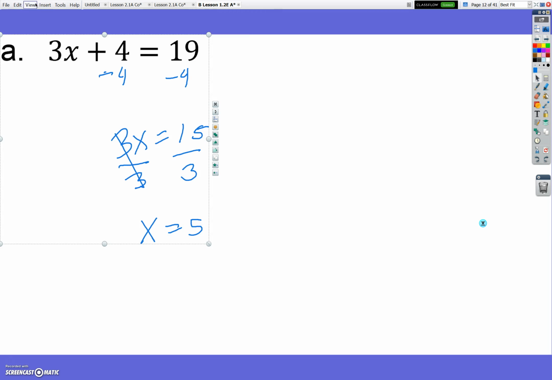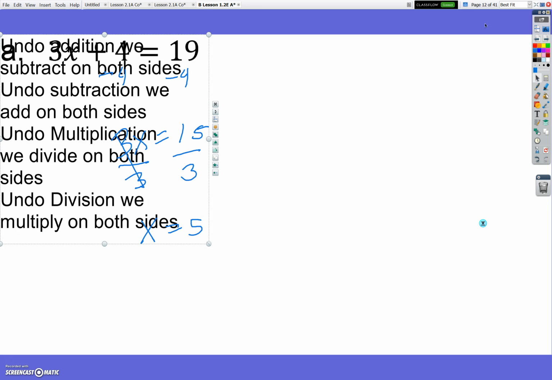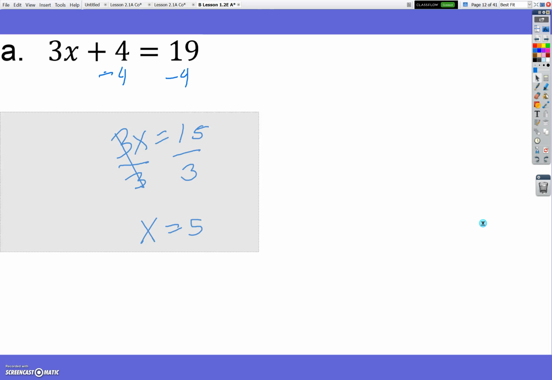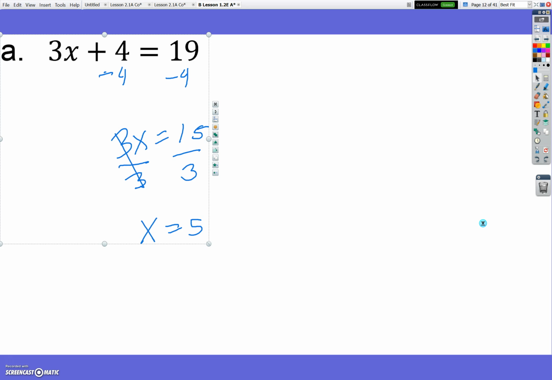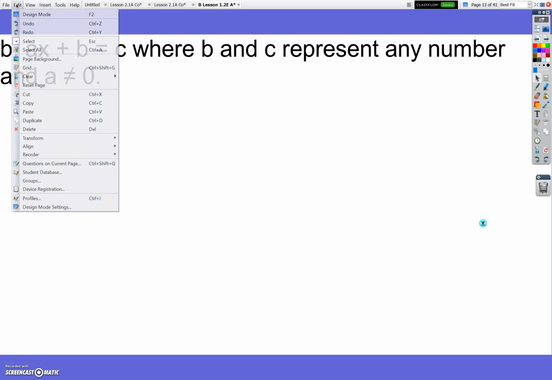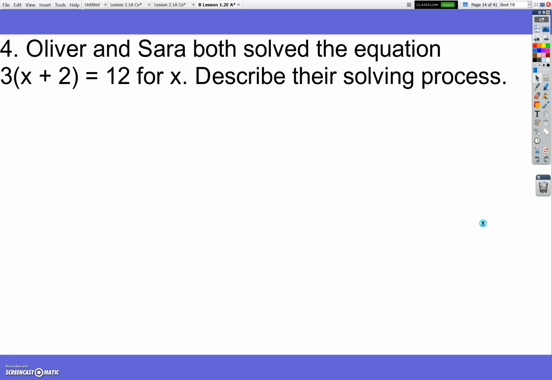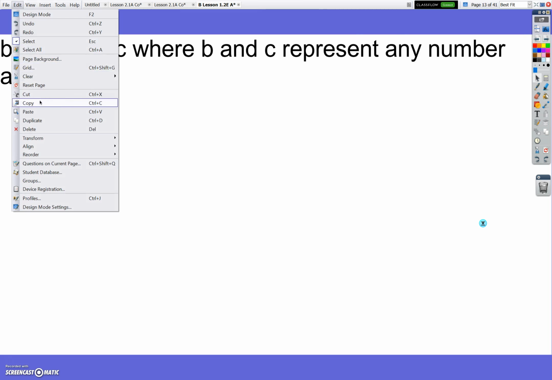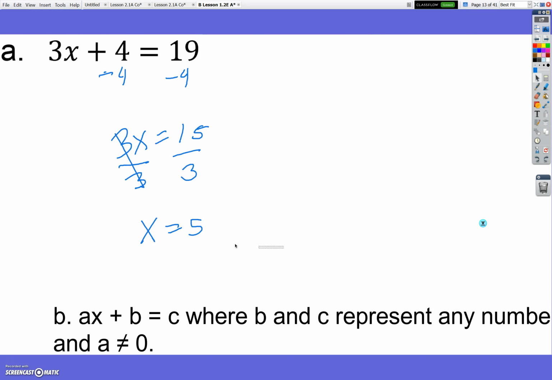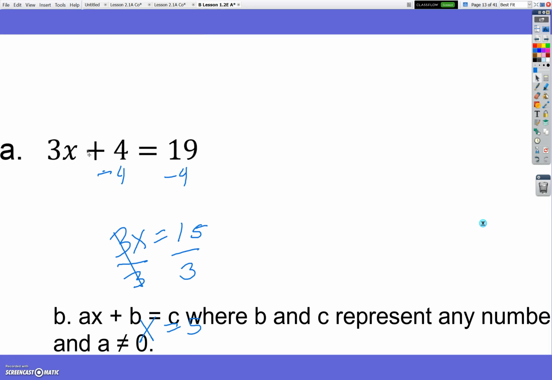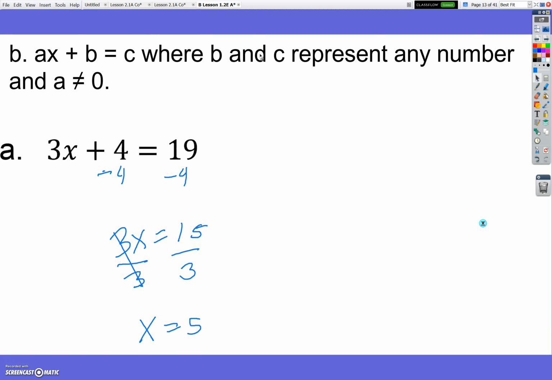So let me go ahead, edit, copy, oops. I don't even know what that was. All right, so let me go and try this one more time. If I go here, we go to edit, copy, and then we go over here, edit, paste.